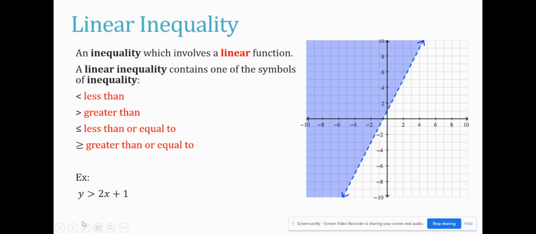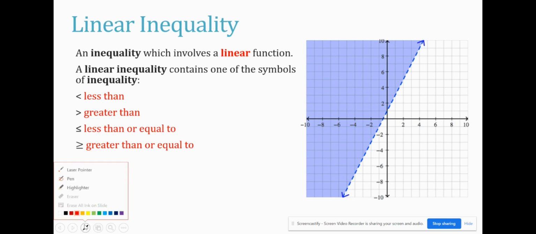Okay, so first let's define what a linear inequality is. It's an inequality which involves a linear function. A linear inequality contains one of the symbols of inequality. So these should all look familiar. So we have the less than symbol, the greater than symbol, the less than or equal to symbol, and notice how it's different from the less than symbol because it has this line underneath. Think of that as half of an equal sign. So it's less than or equal to, and then greater than or equal to.